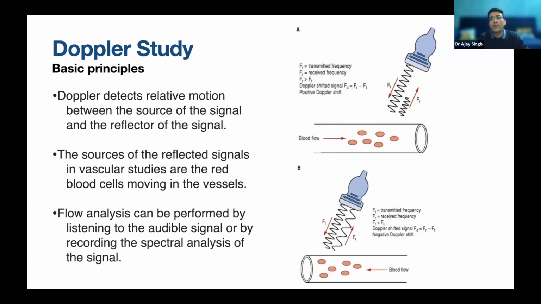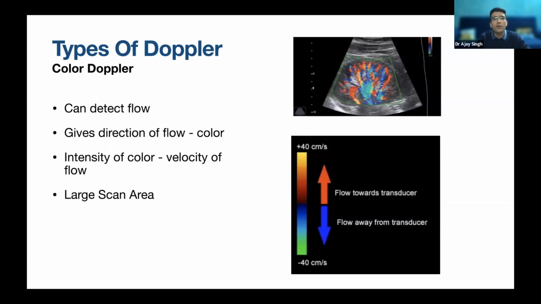There are commonly three types of Doppler used: the color Doppler, the spectral Doppler, and the power Doppler. In volumetric analysis, we basically use the spectral Doppler and the color Doppler. This slide shows the typical picture of the color Doppler of a kidney, and you can see we can select a large screen area, which helps in identifying whether there is any flow or not, and also gives us an idea about the direction and velocity of the flow.